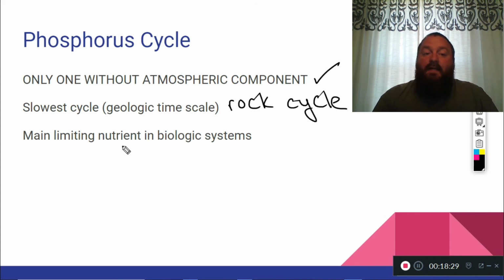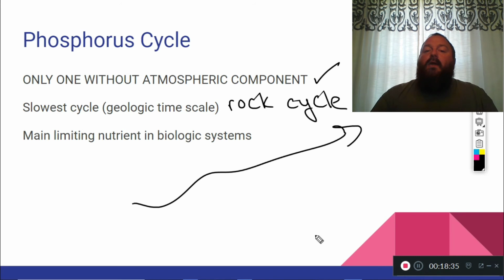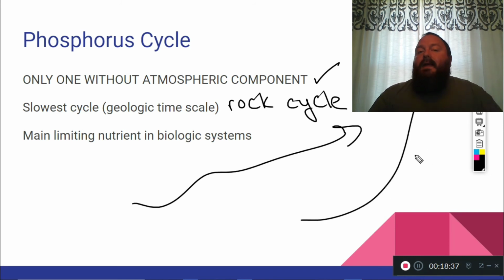And again, since it's the main limiting nutrient, once we free up that limiting nutrient and it's no longer limiting, now we have explosive plant growth. When we have that explosive plant growth, it's sometimes the plants that we want to grow, crops and things like that. But if it runs off into the water, the explosive plant growth we see is the growth of algae.